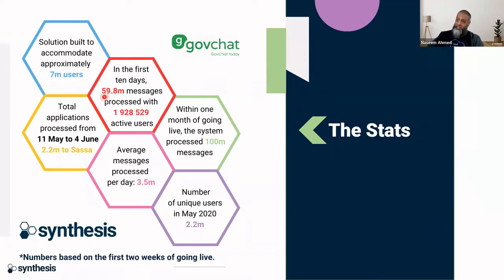Within the first 10 days, 59 million messages were processed. We had 1.9 million users. For the month of May 2020, 2.2 million users with 100 million messages being processed. Average messages that were processed per day, 3.5 million. 2.2 million messages of applications for the social relief grant was processed in that period of time.